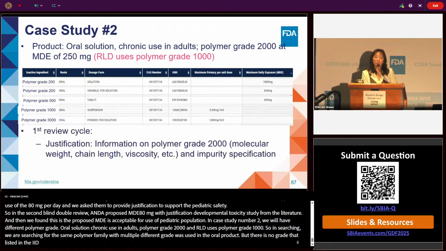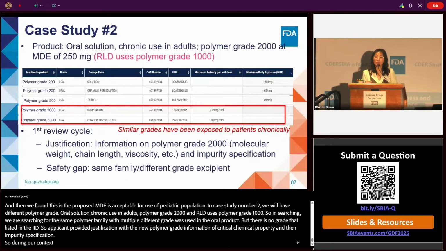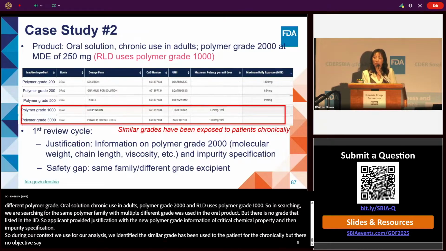So the applicant provided justification with information on the physical chemical properties and impurity specification of their new polymer grade. During our context of use analysis, we identified that a similar grade has been used in patients chronically, but no exactly same grade has been used in patients.